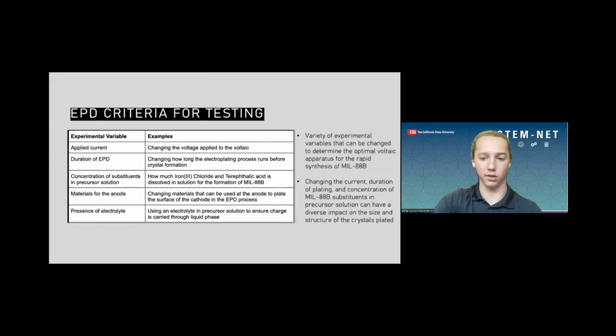And here's a table displaying some of the different variables that can be changed in electrophoretic deposition testing. There's a lot of potential experiments that can be run to determine the optimal voltaic apparatus. So for instance, changing the current can have a diverse impact on the size and structure of the crystals plated, along with the duration and concentration of the MOF substituents. In addition, the presence of electrolytes may be needed to ensure that there's enough current passed through the solution in the liquid phase to enable plating to occur.